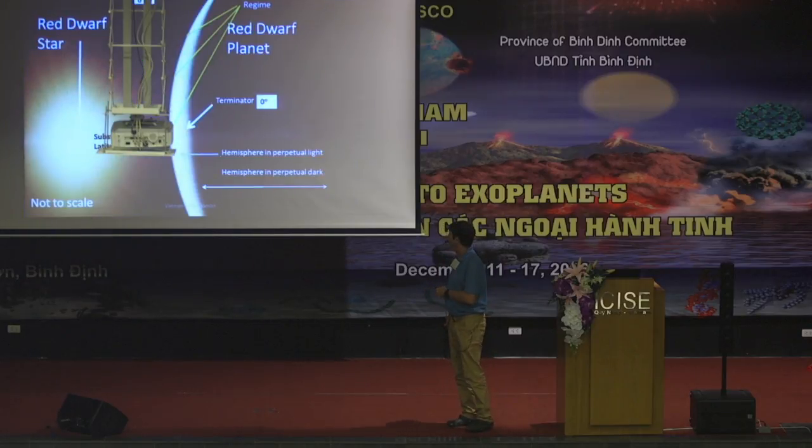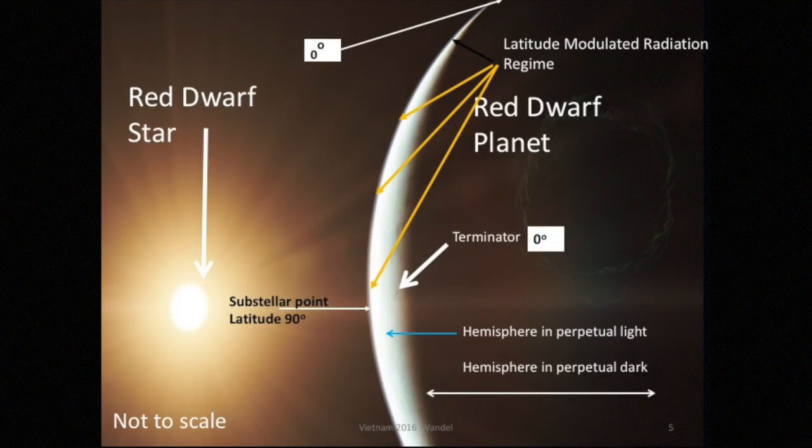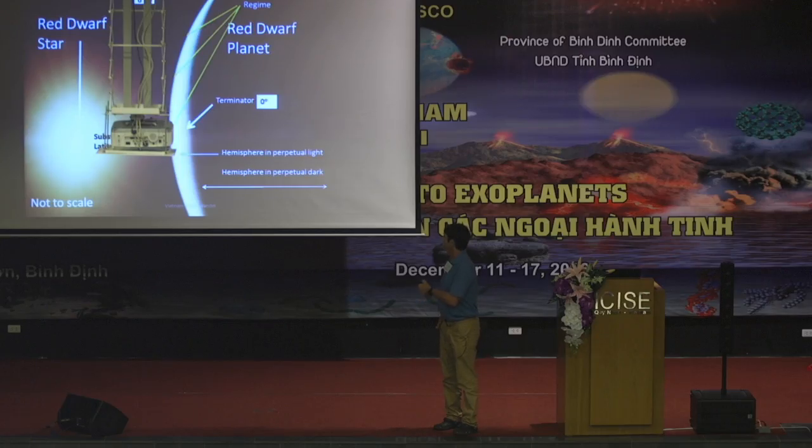So this is a situation of a red dwarf locked planet. Here we have the host star, of course not to scale. In our terminology, we'll consider this the substellar point, which is directly facing the star, at a latitude of 90 degrees, like the pole, if you want. And then at 0 degrees, you have the terminator, which is the boundary between the constant day and constant night. Some people say it's interesting to see if there may be life exactly in this region. This is one possibility, but what I show is that it is not necessarily only this region. Life may thrive on all or part of the planet, depending on the parameter space.